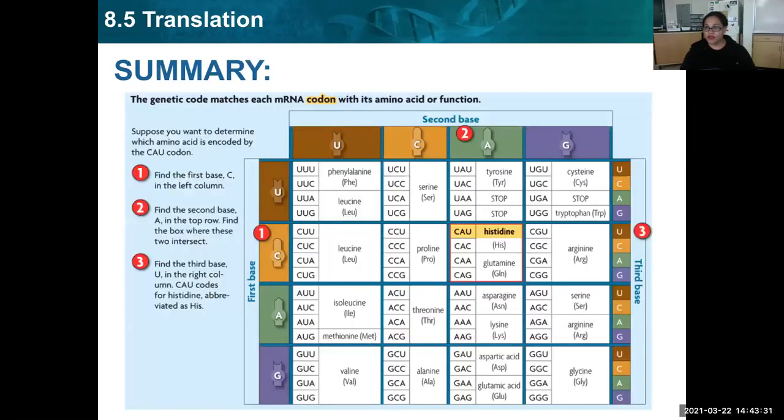And here's the summary straight out of your book. This is on page 224 in your big green biology book if you have one. So the genetic code matches each mRNA codon with its amino acid or function. And the example they have here, suppose you want to determine which amino acid is encoded by the CAU codon. So our first base is C, you can find that on the left. Second base is A, you can find that on the top. You figure out where C and the A intersect. And then the third base is U. CAU points to the top amino acid in that box called histidine.